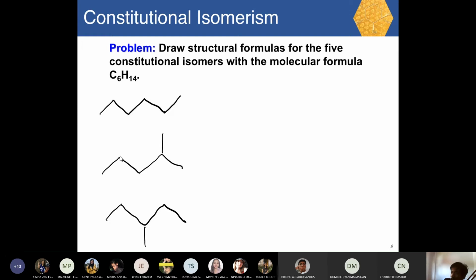Pwede po ba, sir, ilagay mo rin yan dito? Tapos isomer din yan. Pwede ba yung ganyan, sir? Actually, itong dalawa ay same lang. Same lang yan. Ano lang ginawa natin dyan? Flinip mo lang yung molecule. I-rotate mo yan by 180 degrees.